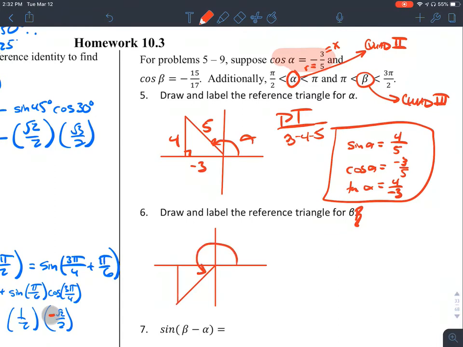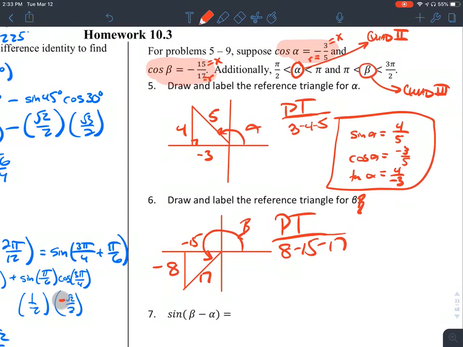So this is angle beta. We know that since cosine of beta is -15/17, x is -15 and r is 17. If you know your Pythagorean triples, this is an 8, 15, 17. If you don't know that, no judgments. I don't hate you for it. Use the Pythagorean theorem and you figure out this is plus or minus 8. Since we are in quadrant 3, it has to be -8.